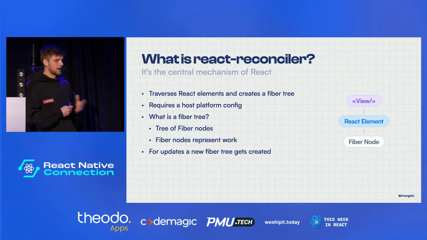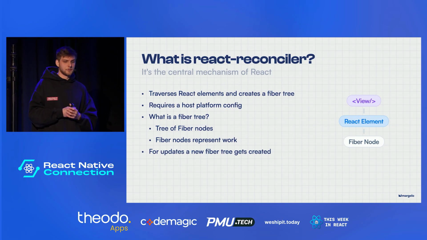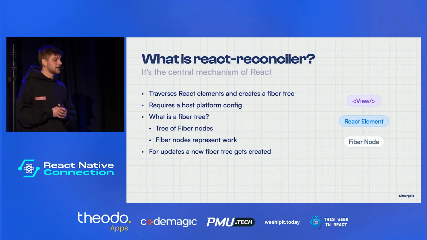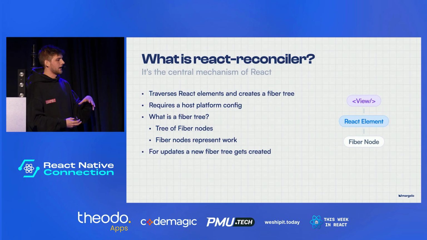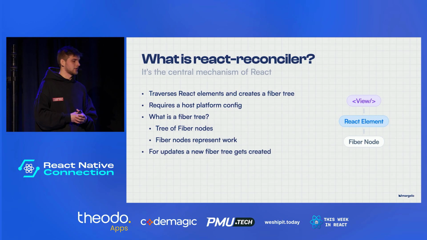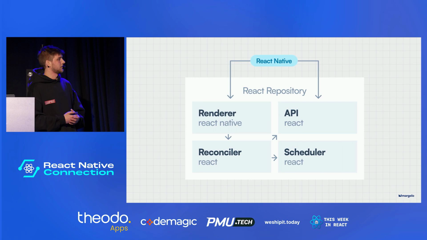And when we schedule updates in our React apps, what the React reconciler will do is it will create a new fiber tree for everything of our app. But it does so very efficiently. Like, it will try to clone as much as possible to reduce work. But it's creating kind of a new tree.